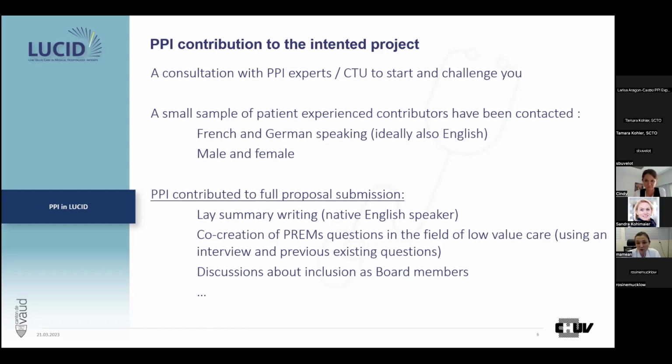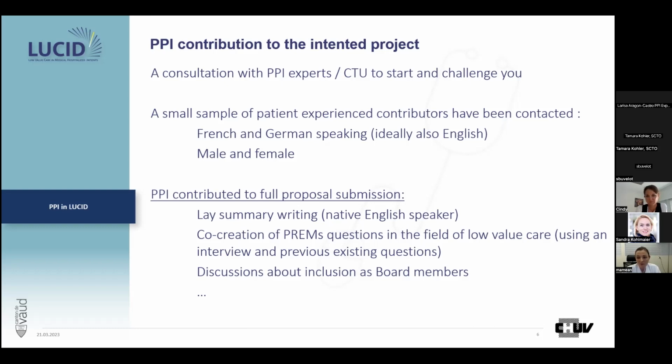On the second point, we decided to design together some questions about the experience of hospitalization. This was done with 2 patients, and then we piloted the questions on 2 samples of hospitalized patients. So this was the second point, and then we also had discussion about how to include patients in the future in the board as members, and these were the 3 topics we performed in the first phase.